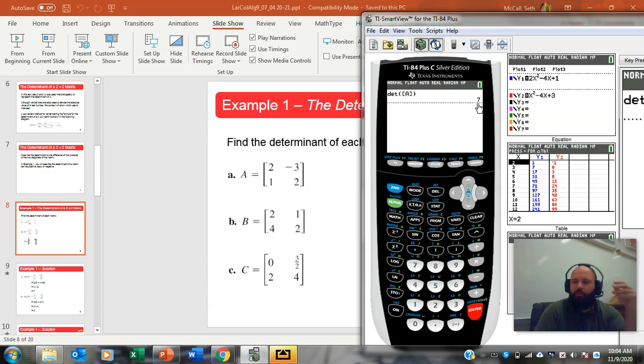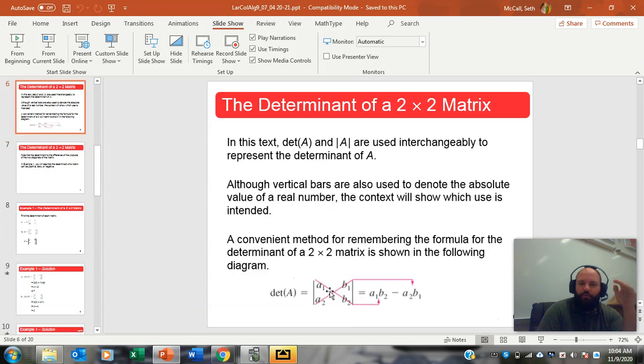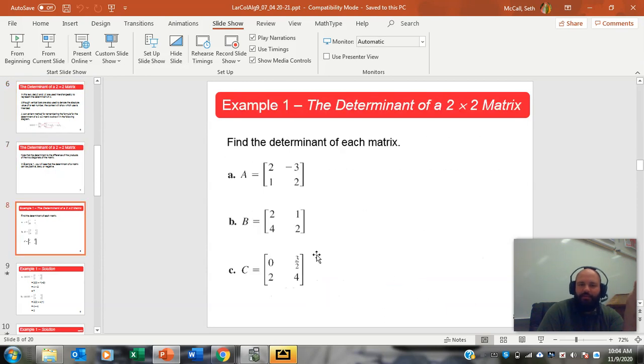Now, for a 2 by 2 matrix, it's probably faster to just do the multiplication. So if I go back real quick to show you, you do these cross products. So you multiply the major diagonal, and then you multiply the minor diagonal, and then you just subtract those two answers. The major one always comes first, then the minor one. So it's probably faster. Like you can see this B right here. If I did 2 times 2, it's 4. 4 times 1 is 4. So 4 minus 4 is 0. So the determinant of this matrix would be 0. That's probably easier than typing it in your calculator.